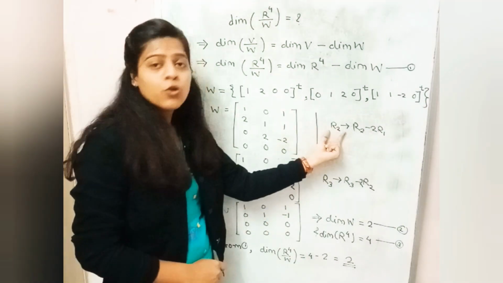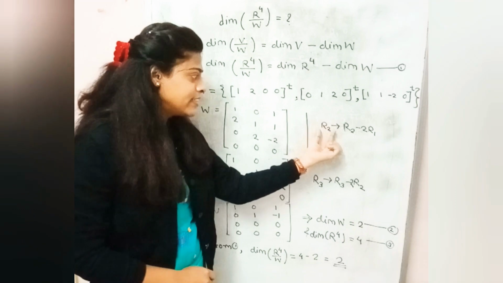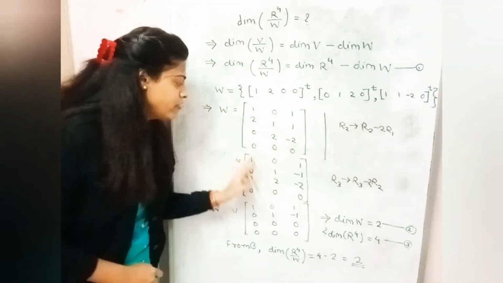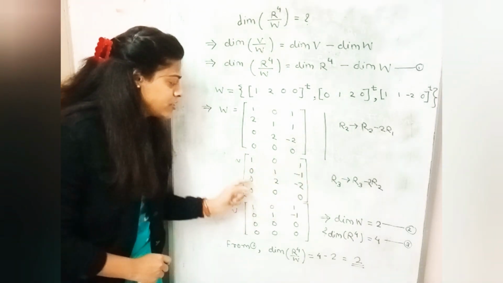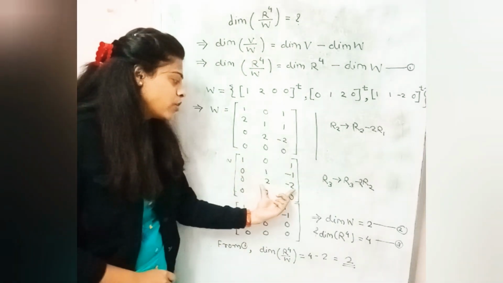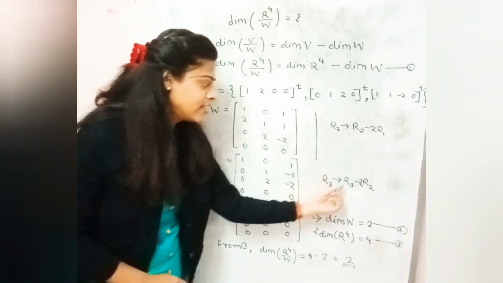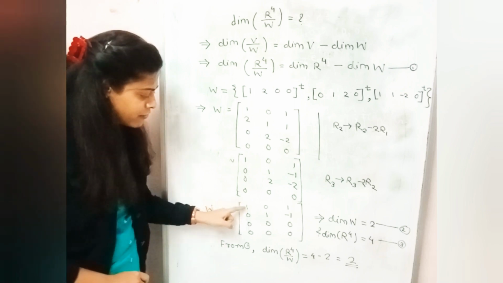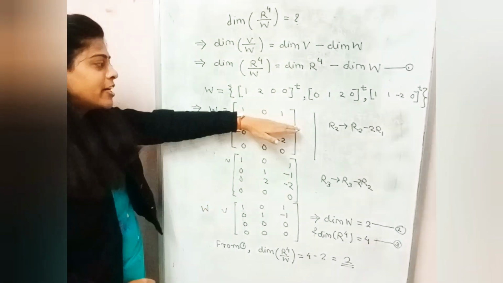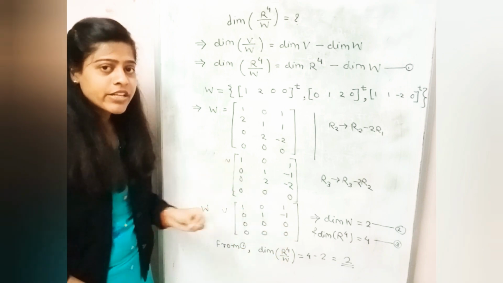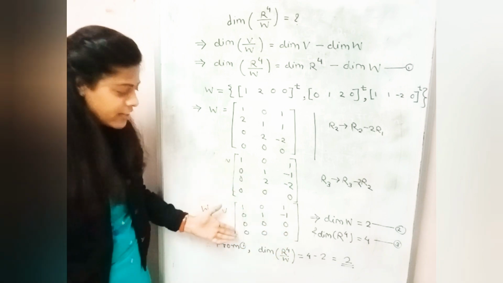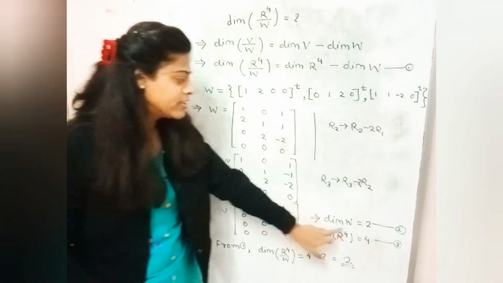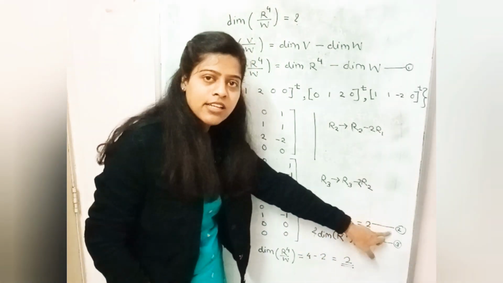Firstly, we use a row transformation on R2, that is R2 changes to R2 minus 2 times R1. Therefore, we have 1, 0, 1 as it is in the second row. Similarly, we use a row transformation on R3, that is R3 changes to R3 minus 2 times R2. Therefore, W is equivalent to the matrix where the first and second rows remain as they are. W is reduced to this matrix, and when we try to find its dimension, clearly we can see the first row and second row are non-zero. Therefore, dimension of W is equal to how much? 2. Denote this as equation number 2.